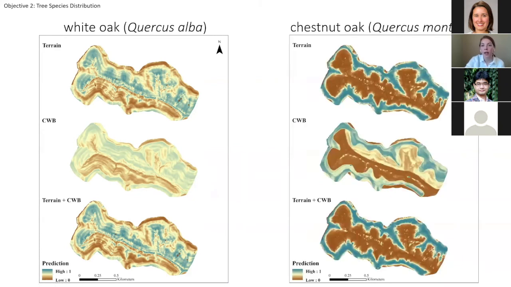And then lastly, I'll point out the chestnut oak. So we really know this species is confined to those upper slope or ridgetop positions, which is actually portrayed by all 3 of these maps. But we do see that the terrain and combination maps have higher prediction values. And it's also more distinct, where you're expecting to find the species compared to the climate water balance, which does have this middle value of prediction sweeping the southwest facing slope.